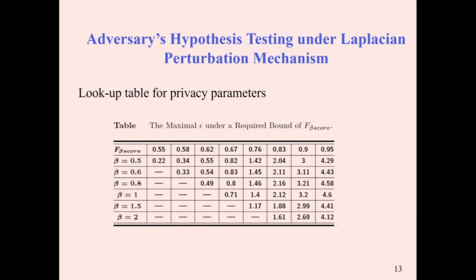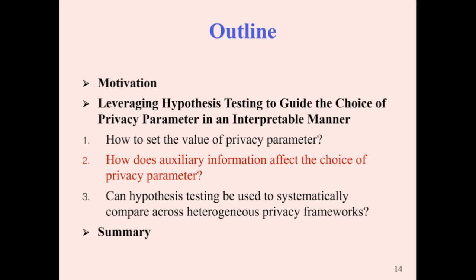And more importantly, because the F beta score is one number, we can build a lookup table that people can refer to and use as a guideline to set the epsilon value. For example, here the top row gives the F beta score, and on the left are different beta values. If you have beta equals 1 and you want the F beta score to be at most 0.9, you know you can use epsilon up to 3.2. So that's a nice lookup table. That's the first insight of our work.